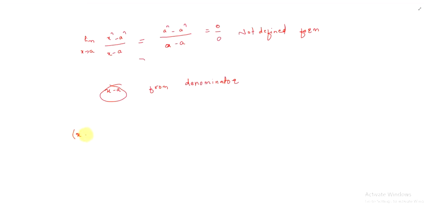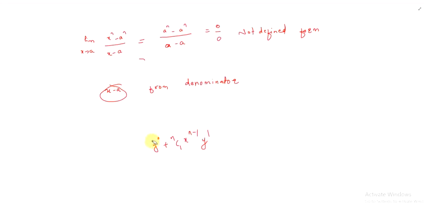If we have the terms in this way, x raised to n minus a raised to n, then we can write the terms here: (x plus y) raised to n is equal to nC0 x raised to n into y raised to 0 plus nC1 x raised to n minus 1 into y raised to 1. In this way also we can prove the same result.